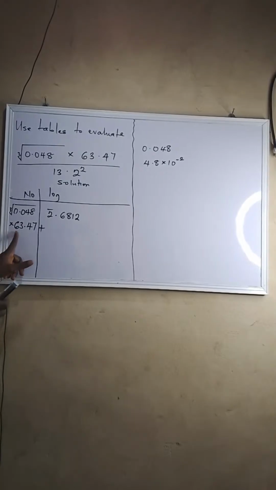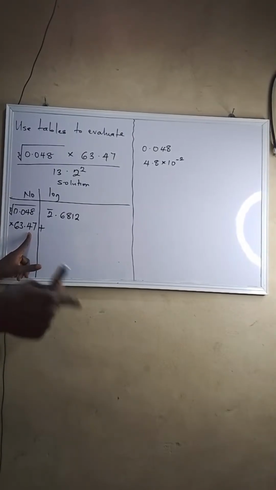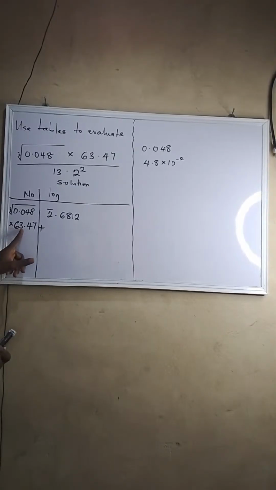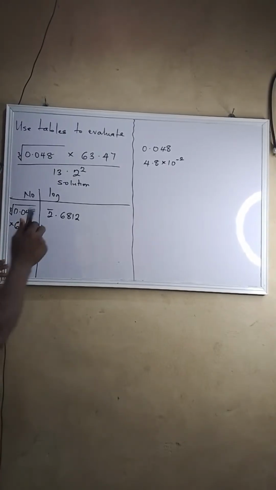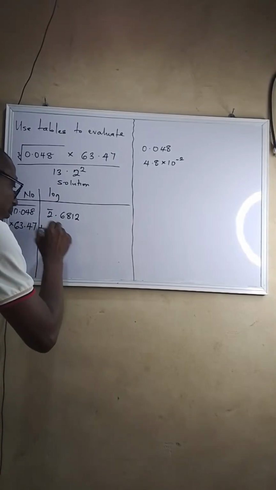Now the next thing is to find the characteristic of this number. Don't forget, what I call the characteristic is the number of times you're going to move the point to make that number to be in standard form. All right, now look at this, 63.47. If I'm to convert this to standard form, I'm going to move the point to the back of the first significant digit, which is what? 6. Good. So now move it how many times to the front? 1. So that means the characteristic is 1.